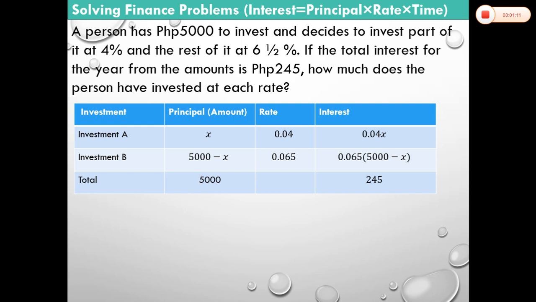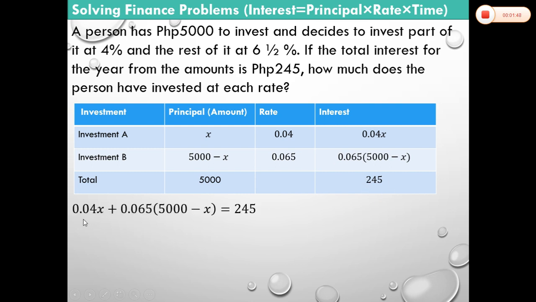Now, investment A has a rate of 4%. In investment B, we have 6.5%, and in decimal, we have 0.065 as its value. Now, the total interest earned from the two investments is equal to 245, meaning we need to add the interest earned from investment A with the interest earned from investment B to get 245.